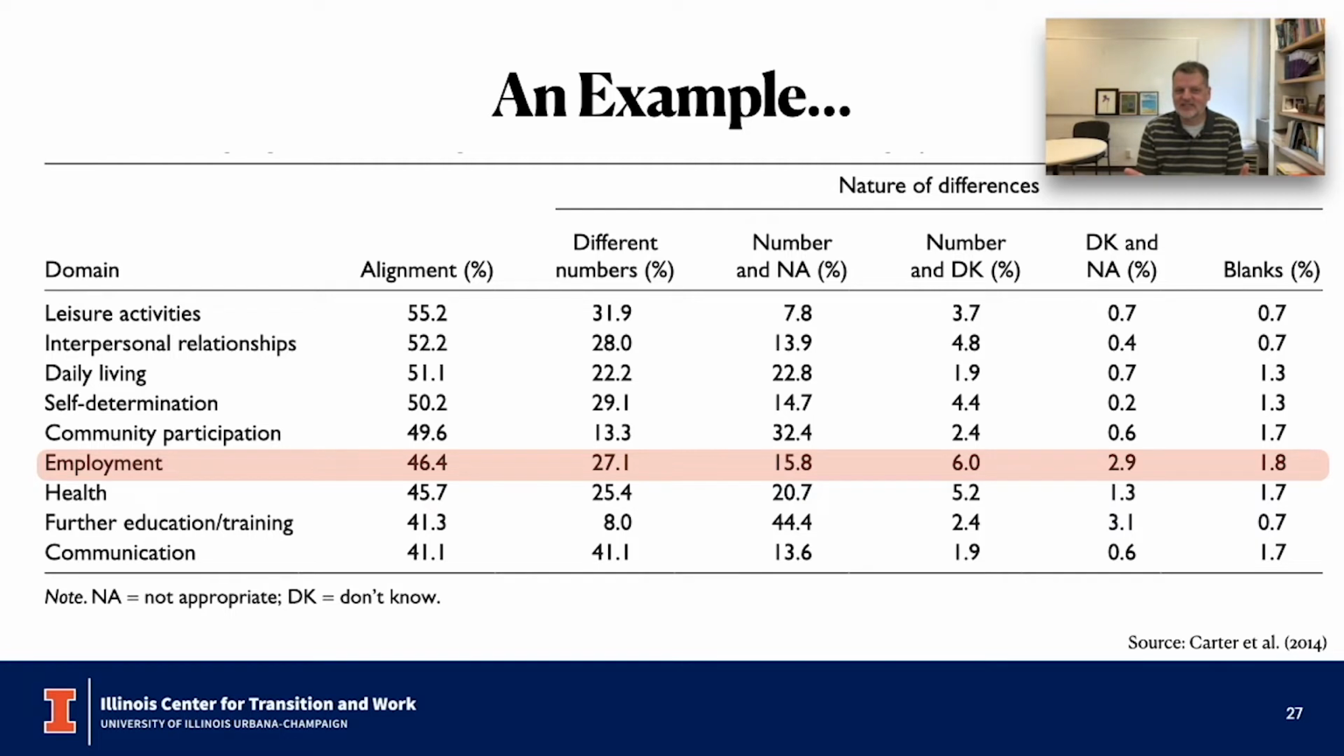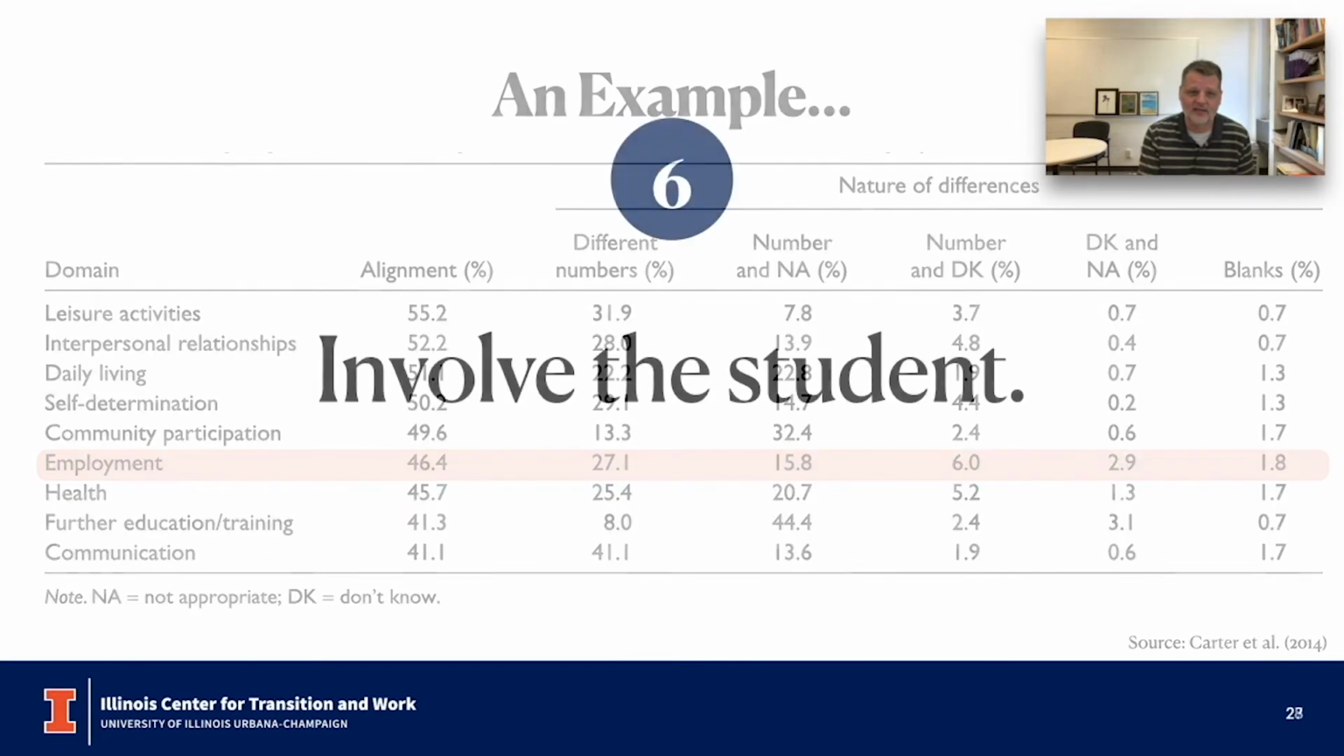And this isn't just an issue in employment, but in all areas as well. The key is to see divergence as a catalyst for discussion. It's not a problem per se. In other words, we want to understand why different people assess a student in different ways.